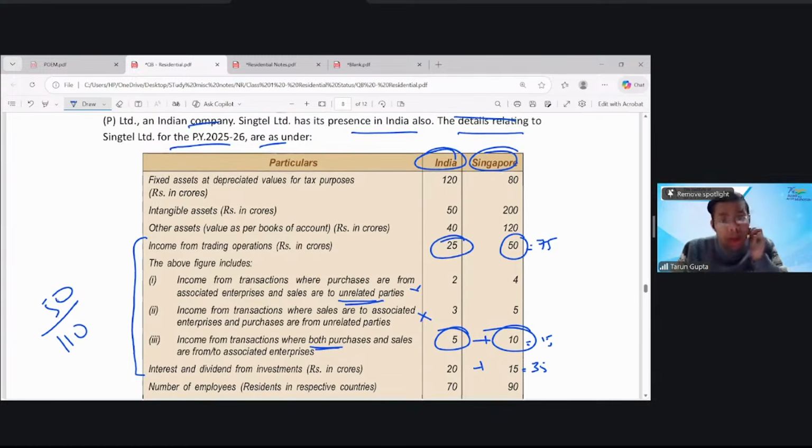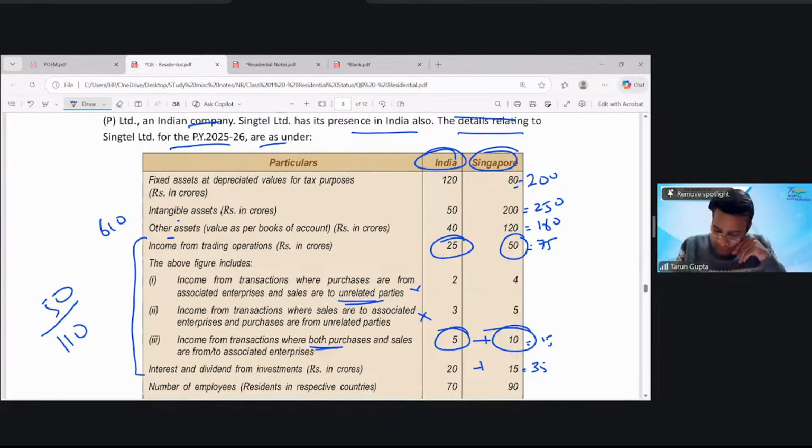Now condition number 2, the assets. I have fixed assets, I have intangible assets, I have other assets. So I have a total asset of 200, 250 plus 160. So it comes to 200, 250, 160, 610. I have an asset of 610 crores.